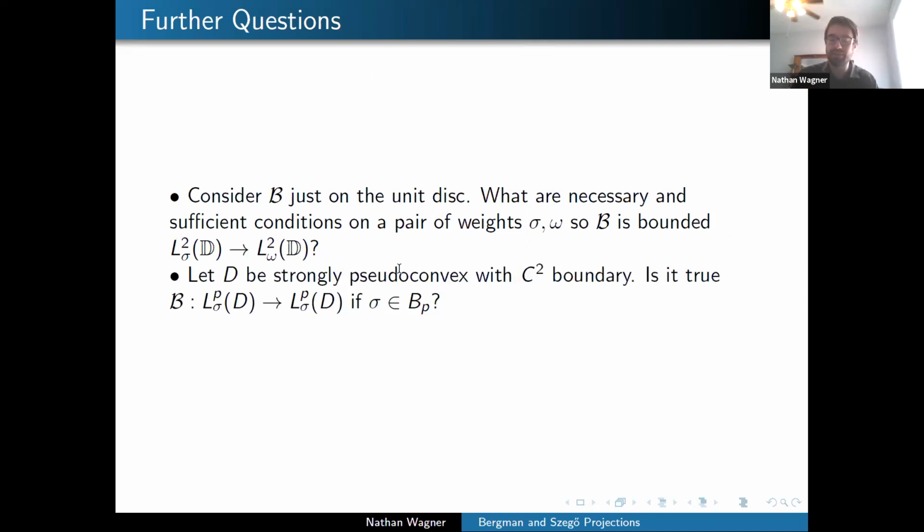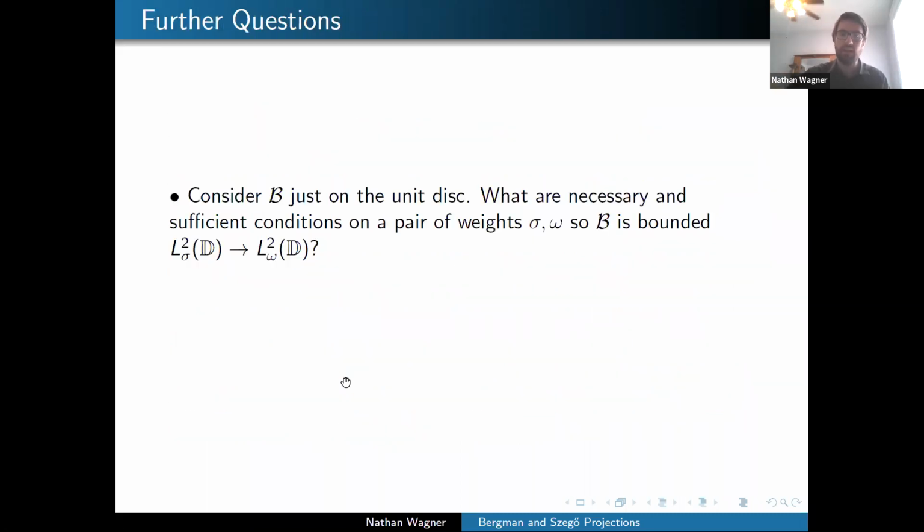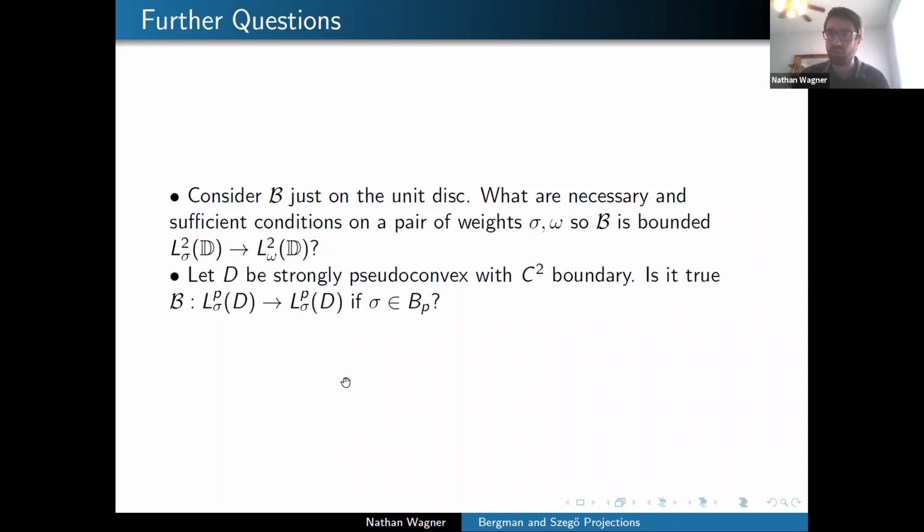The other thing is, I mentioned on the previous slide that we obtained some weighted results for the Bergman projection with BP weights on C^4 domains, but we weren't able to get all the way down to C^2. The reason was a technical obstruction: BP weights don't satisfy what's called a reverse Hölder inequality that AP weights do satisfy. So it would be interesting if one could get around this obstruction and prove it for the minimal smoothness case. There are a lot more questions one could ask, but these are just a couple that I thought were interesting.